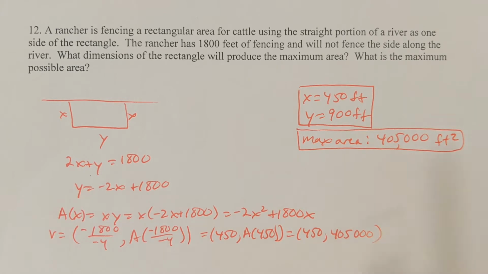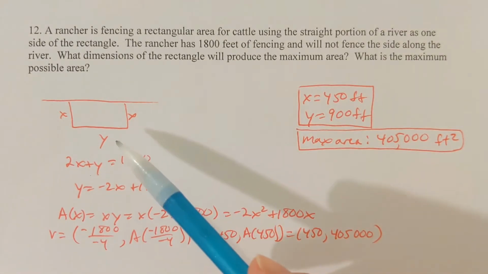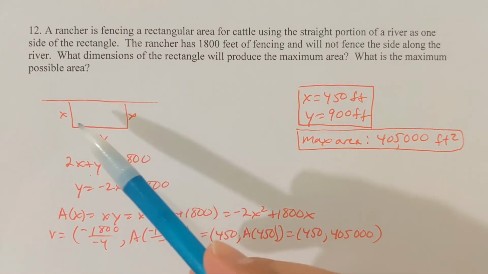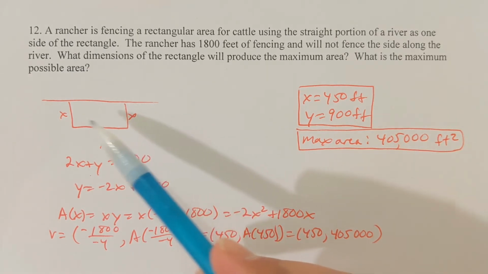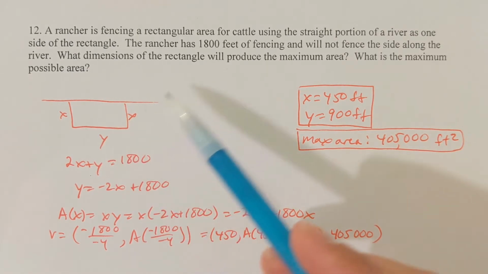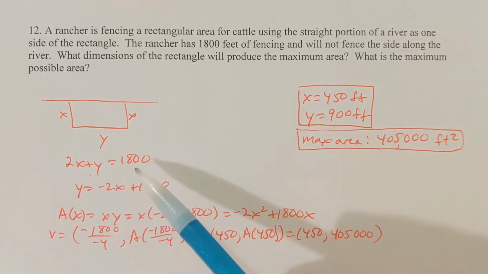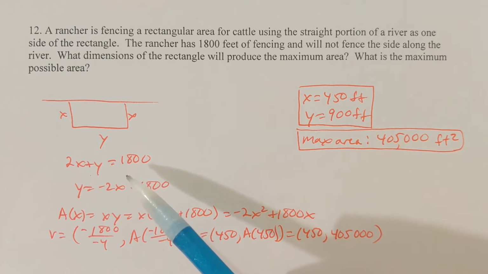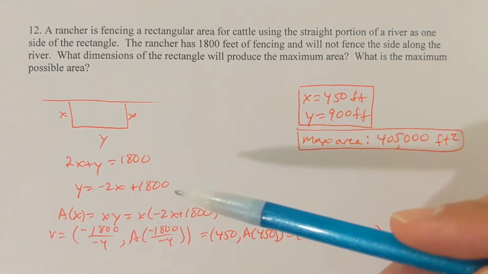Okay, well, I've got 1,800 feet, so I'm going to let x be the width and y be the length of this rectangle that I'm building. Here's the river. x plus y plus x is equal to 1,800, or 2x plus y equals 1,800. Okay, y is equal to negative 2x plus 1,800.